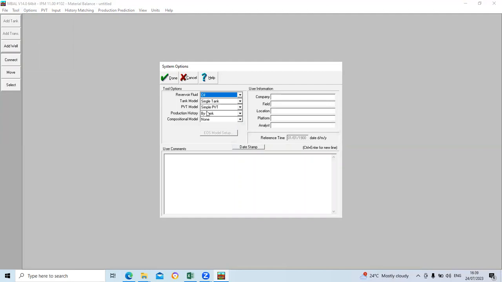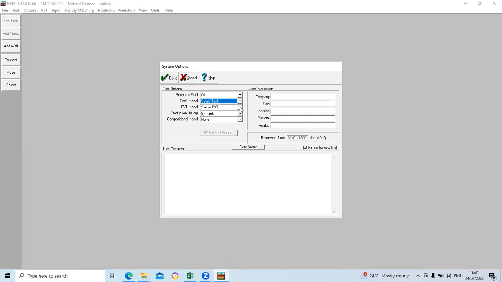The first thing in our options is to decide what we are working on. We have our reservoir fluid. What type of reservoir fluid are we working on? It could be oil, gas, retrograde, or general. General simply means that you have to define an equation of state, but we'll work with oil for now. How many reservoirs do you have? In this case, we are calling them tanks. You may have 2 or 3 reservoirs, but in this case, we have just a single tank.